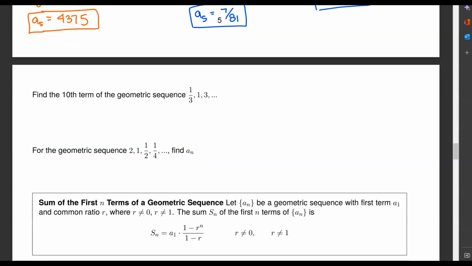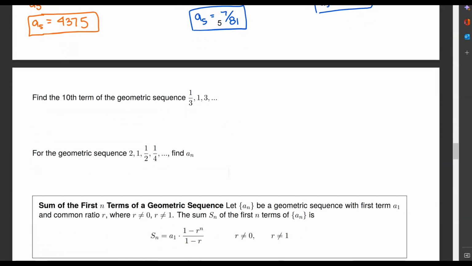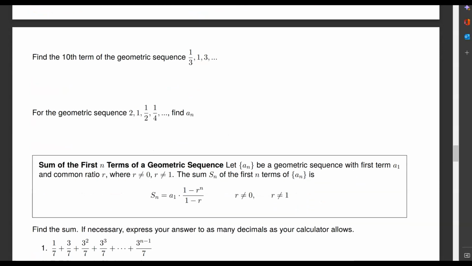We want to find the 10th term of the geometric sequence. So we want to keep in mind the equation of a geometric sequence, which is that a sub n is equal to a1 times r to the n minus 1. So if we're finding the 10th term, we need to find out, well, we know our initial value is going to be a1.